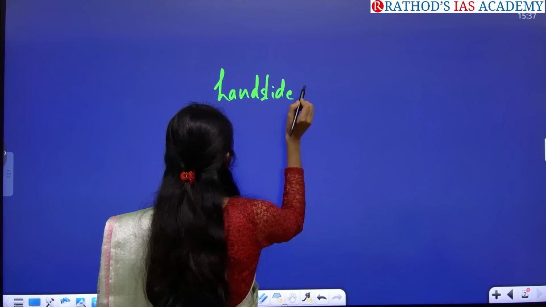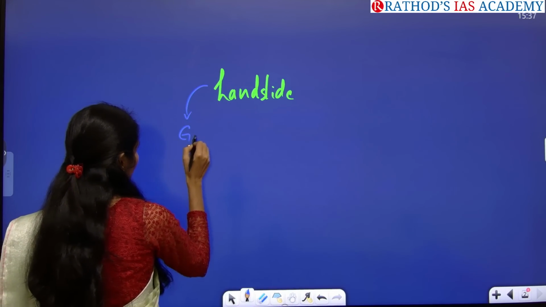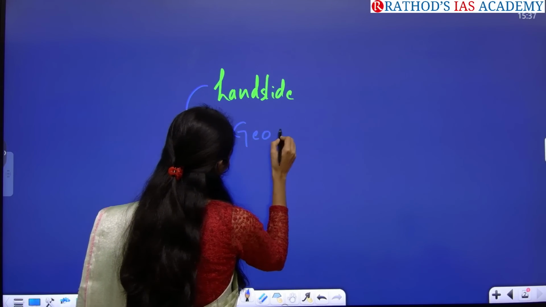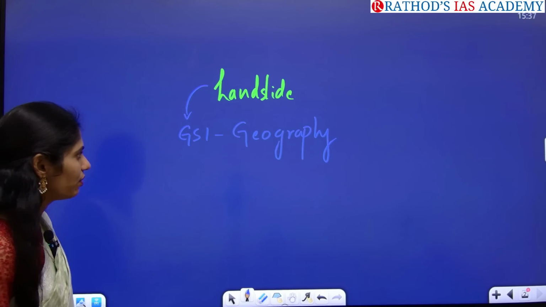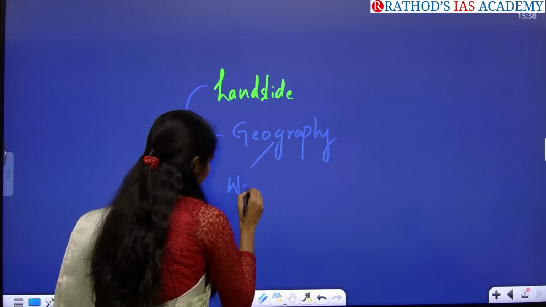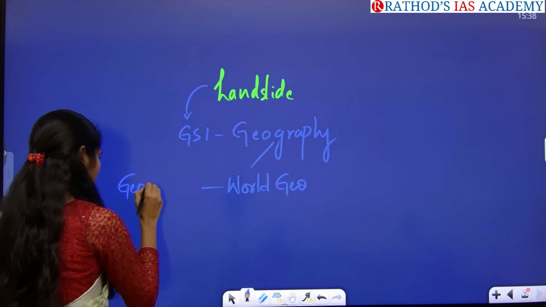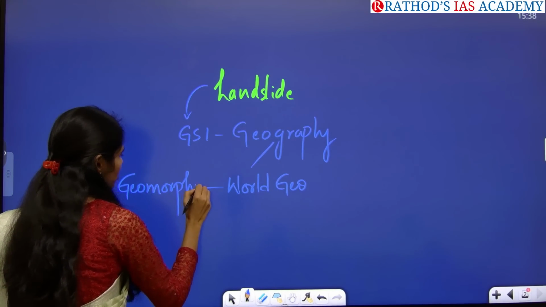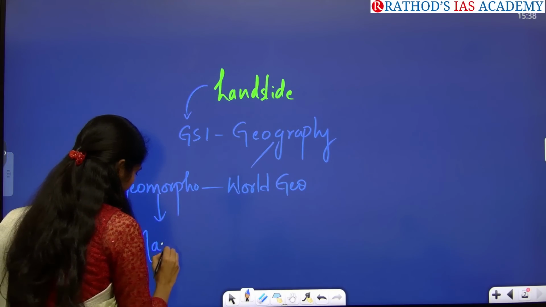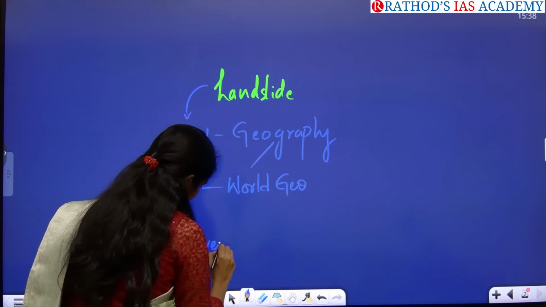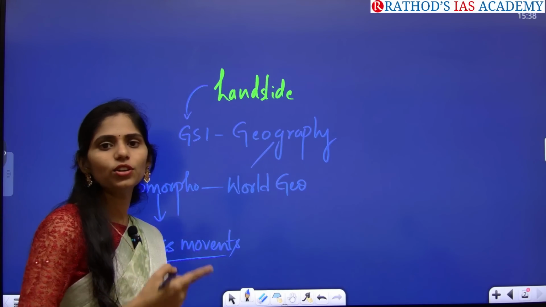So where can we fit this article? We have GS Paper 1, under which we have geography. In geography, we have Indian geography and world geography, and we can fit this in world geography. In which topic? Yes, very good, geomorphology. Under which topic exactly? Under mass movements. You can give this article as an example when you are writing your mains answer.